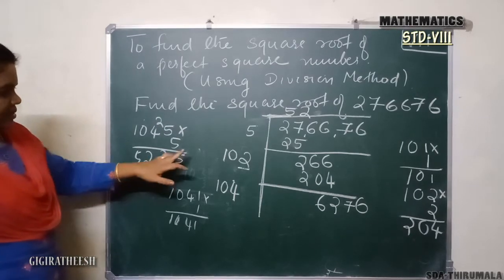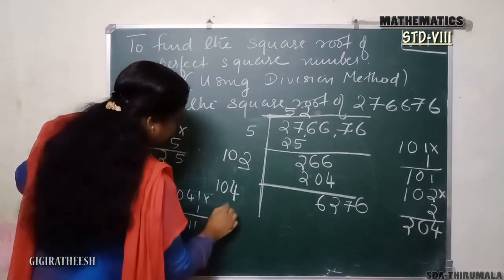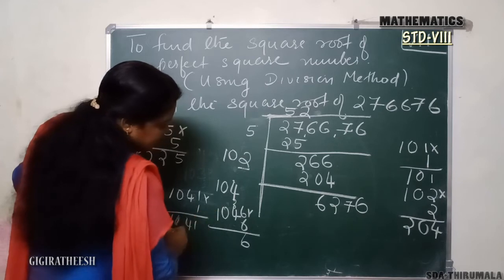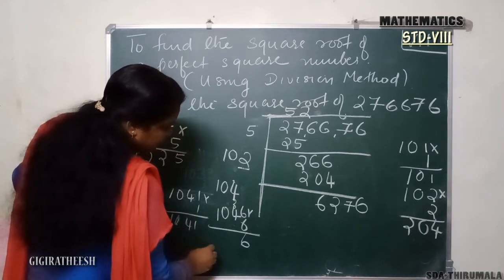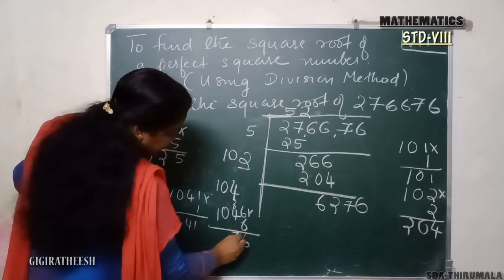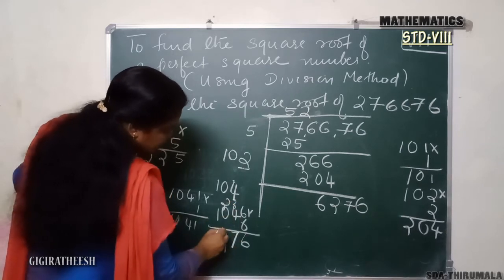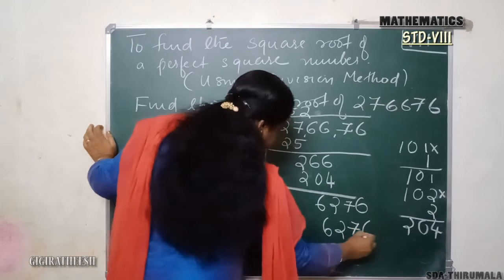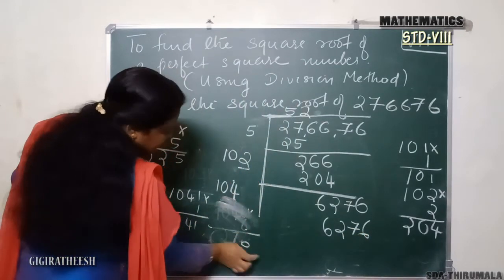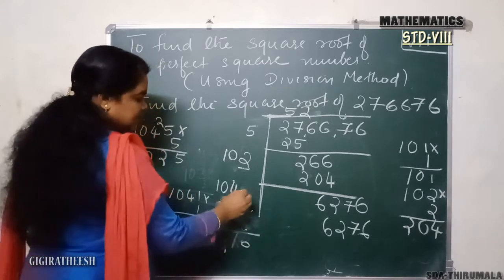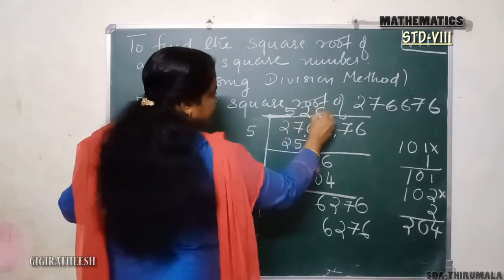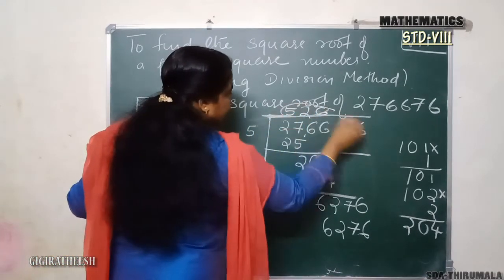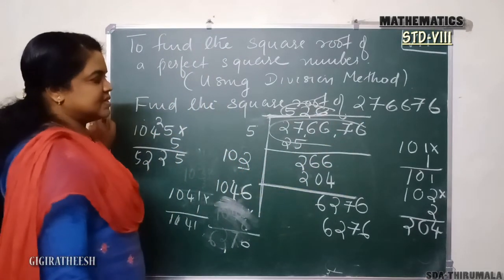Next, let's try another number, 6. 1046 into 6: 6 6s are 36, 6 4s are 24, plus 3 is 27, 6 1s are 6, so we get 6276, the exact number. We write here the number we selected, 6, and the quotient is 526. This is the square root of 276,676.